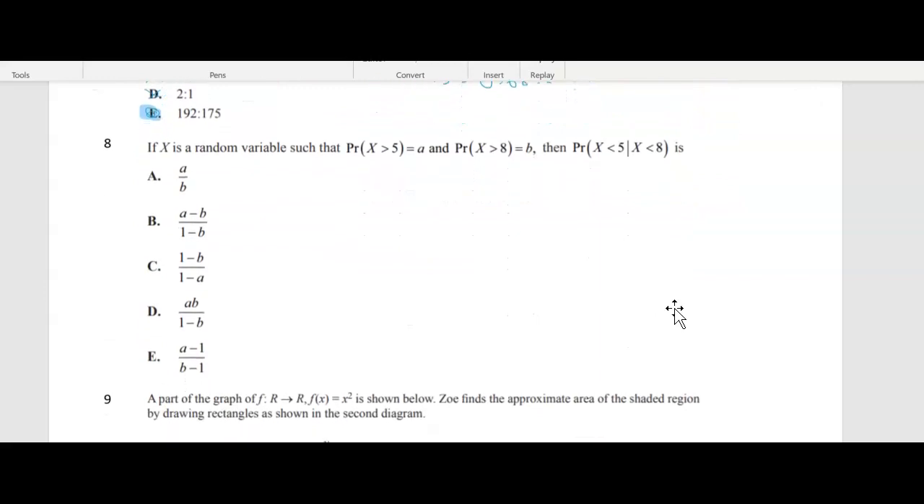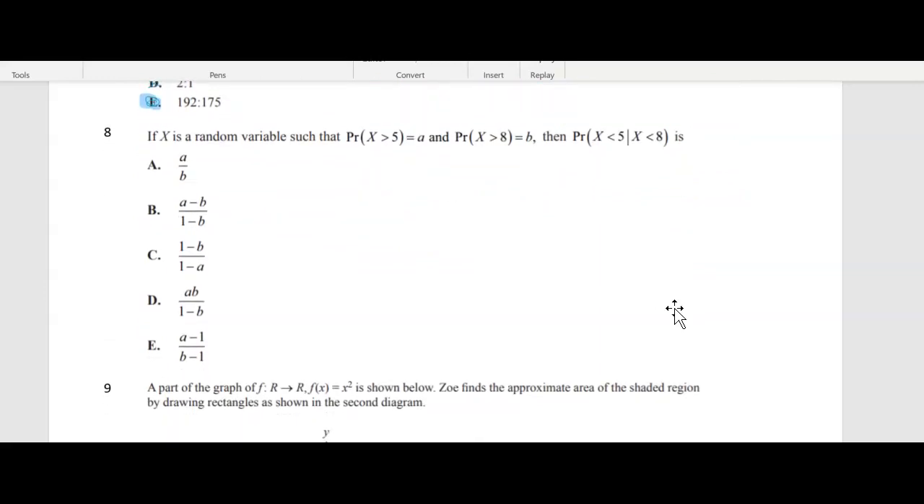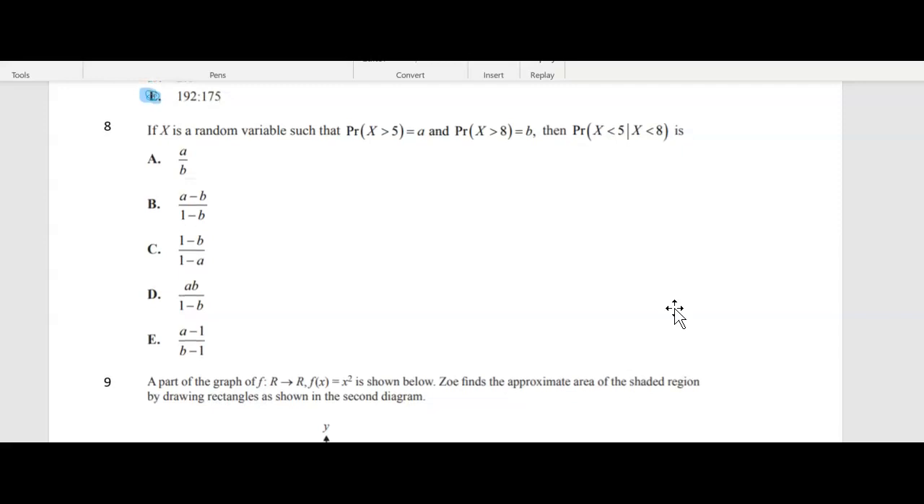All right, we've got another probability question. So many probability questions that are difficult. If x is a random variable such that the probability that x is greater than 5 equals a, and the probability that x is greater than 8 equals b, then the probability that x is less than 5, given that x is less than 8, is... Okay, so I'm just wondering what we can do.